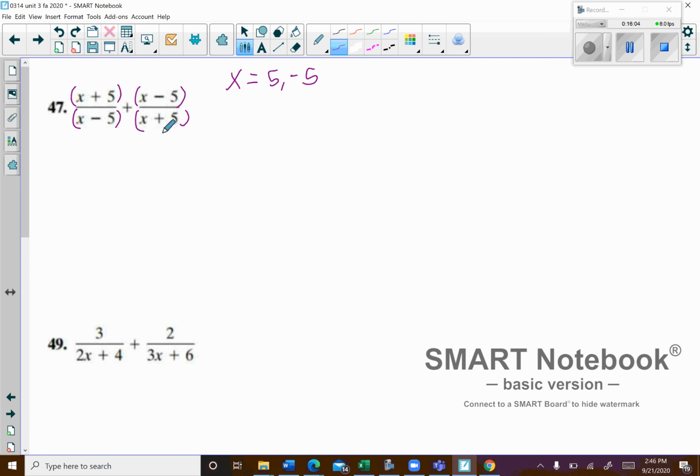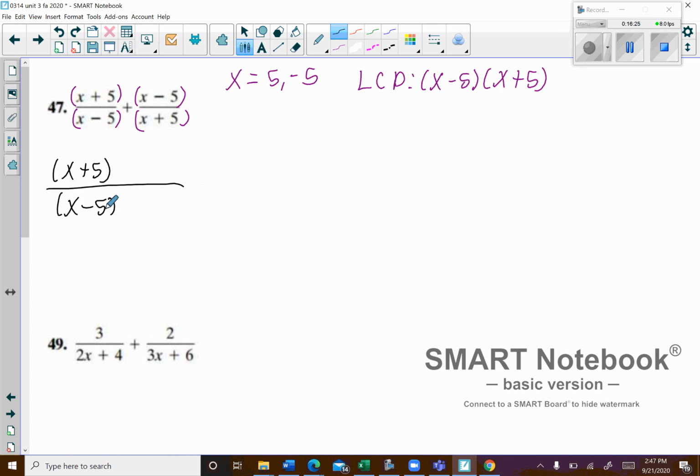And then the next step is look at my denominators. Just ignore the top for a minute. They are different, so the combination of those is my LCD. It's going to be x minus 5, x plus 5. And once again, I'm going to color code this to keep track of everything. So x plus 5 over x minus 5 plus x minus 5 over x plus 5.